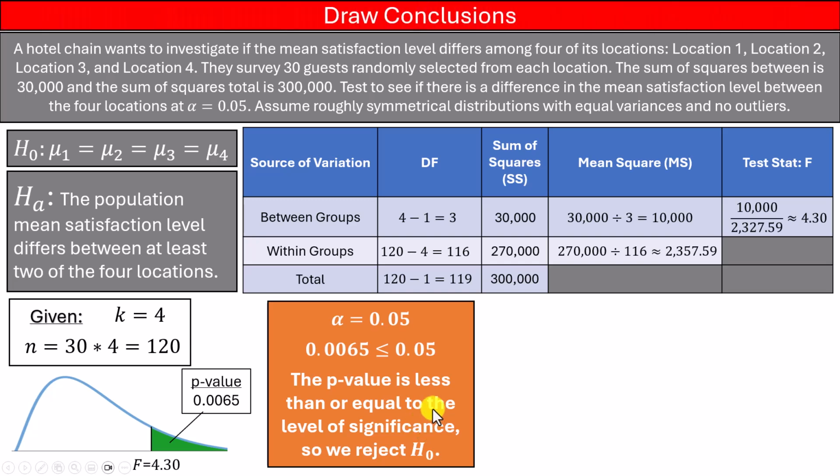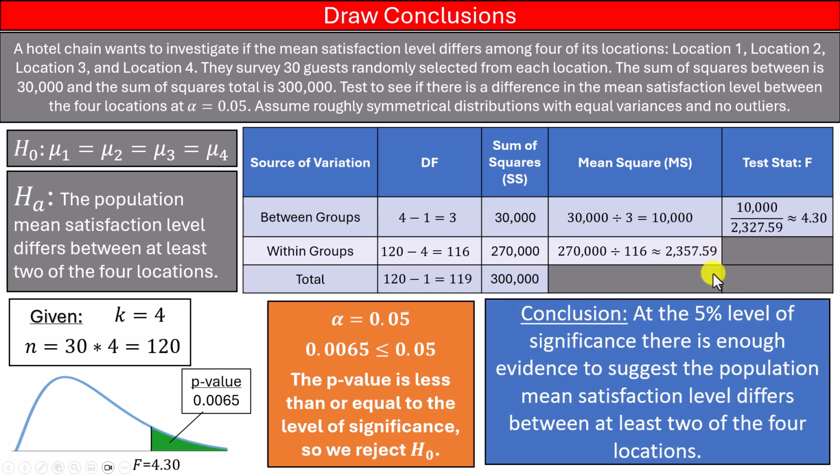Finally, we can go ahead and draw our conclusion using the conclusion statement. At the 5% level of significance, there is enough evidence to suggest that the population mean satisfaction level differs between at least 2 out of the 4 locations.